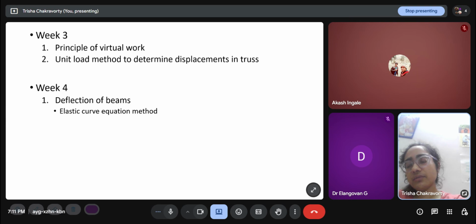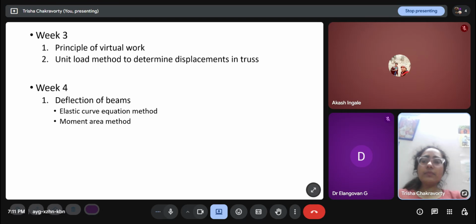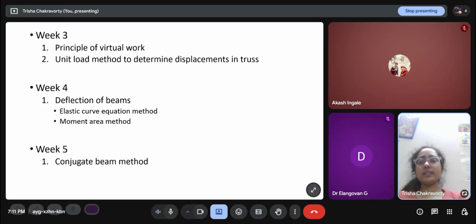So we integrate it once to get dy/dx, which is the slope at any point x, and we integrate it again to get y as a function of x. So that is the deflection profile along x, and integrating twice gives rise to two constants of integration, and those we solve using the boundary conditions. And then there's the moment area method, and then there's the conjugate beam method, which are shortcut methods that will mostly tally with the elastic curve equation method.